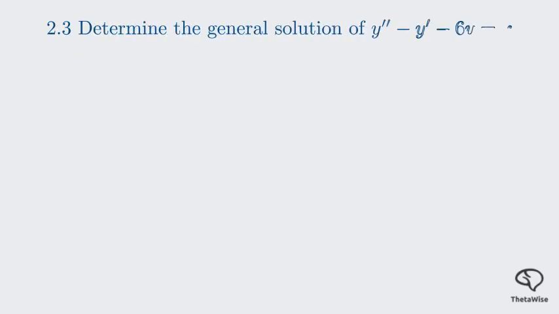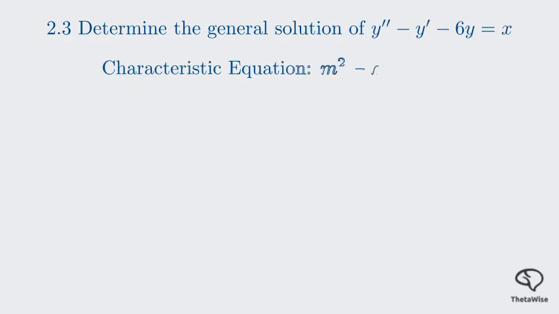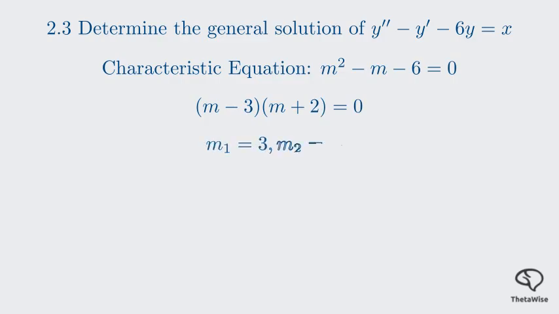Question 2.3 changes the form of the non-homogeneous term. The equation is y double prime minus y prime minus 6y equals x. As always, we start with the homogeneous part. The characteristic equation is m squared minus m minus 6 equals 0. This factors to (m minus 3)(m plus 2) equals 0, giving us roots m1 equals 3 and m2 equals negative 2. These are real and distinct. The homogeneous solution is therefore yh equals c1e to the 3x plus c2e to the negative 2x.